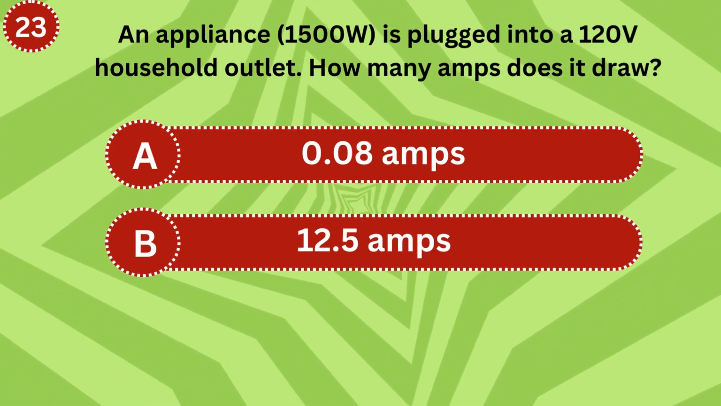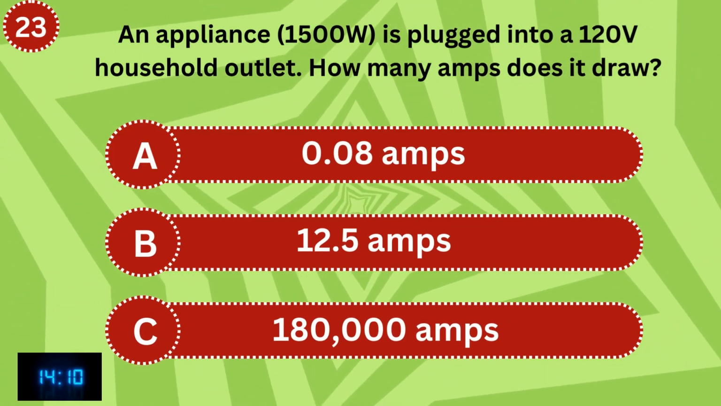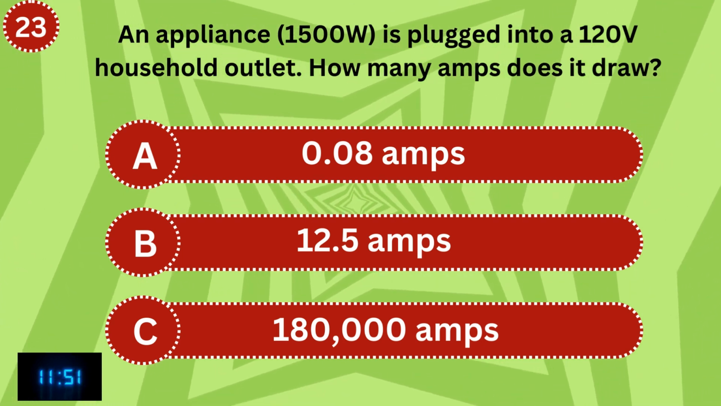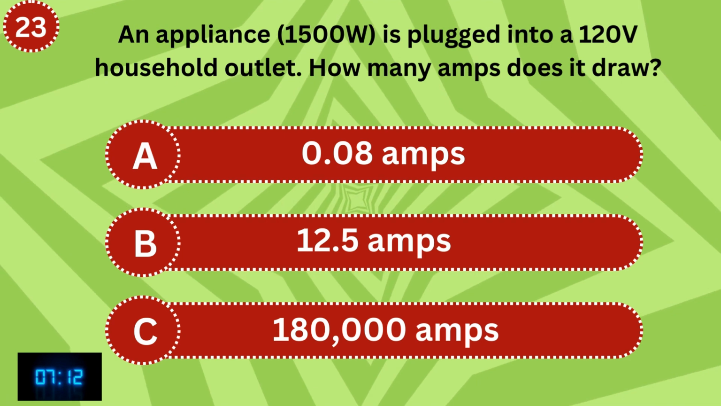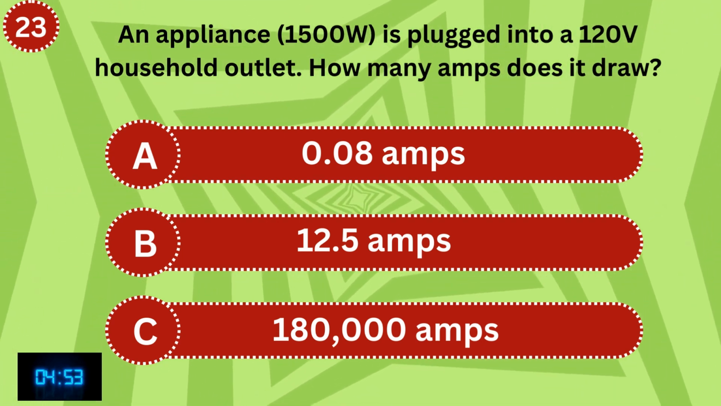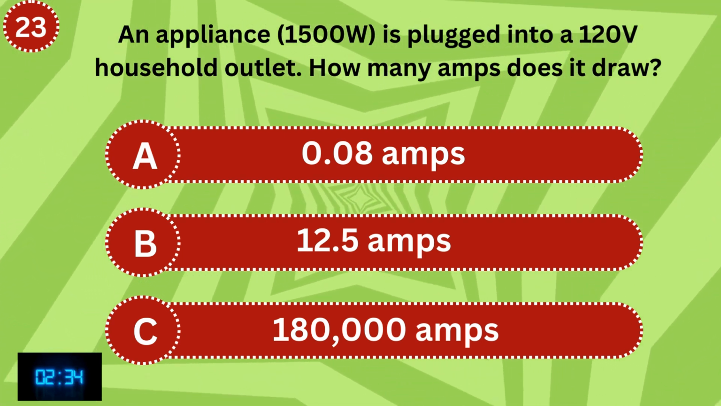An appliance, 1500 W, is plugged into a 120 V household outlet. How many amps does it draw? 0.08 amps, 12.5 amps, 180,000 amps.